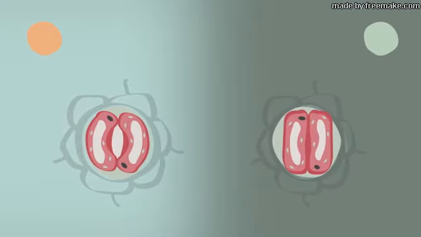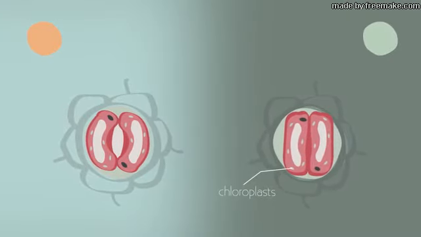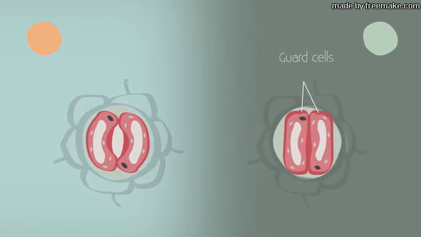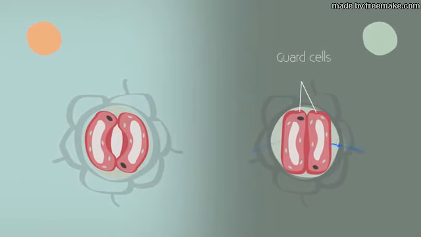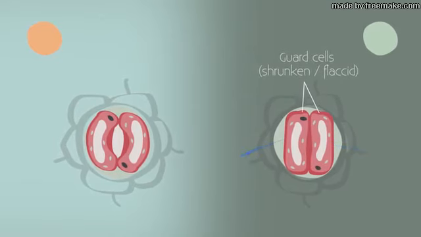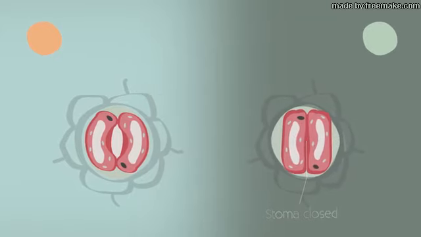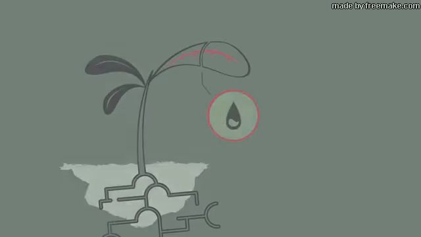During the night, all the sugar produced by the chloroplasts gets used up, so the water potential of the guard cells increases. More water, less sugar. The guard cells lose water by osmosis and become flaccid, and the stomata starts to close. This reduces water loss.